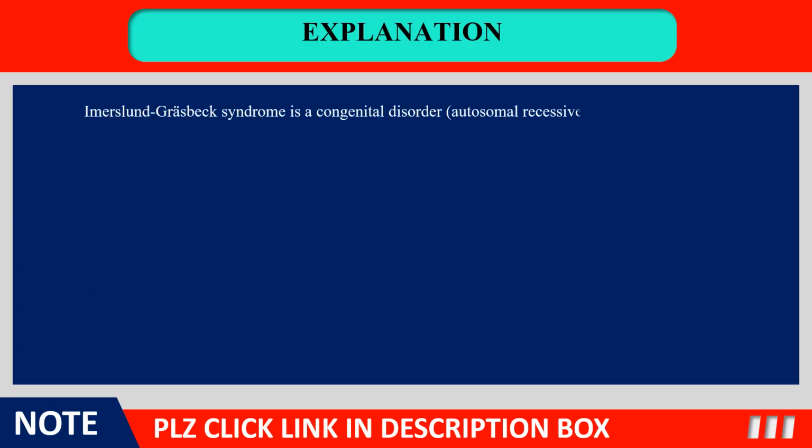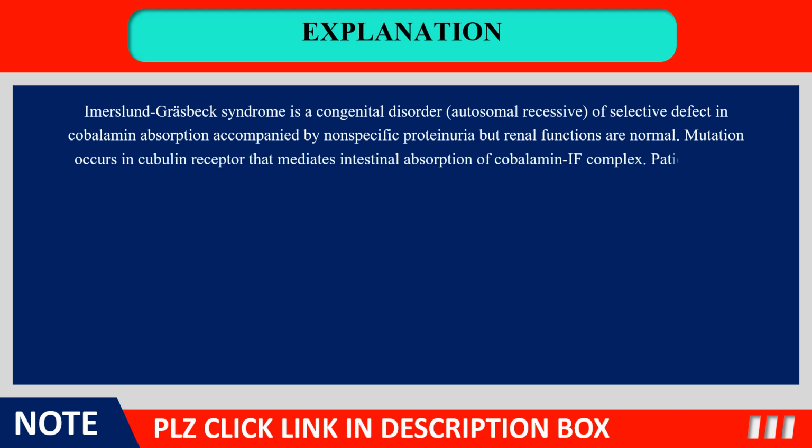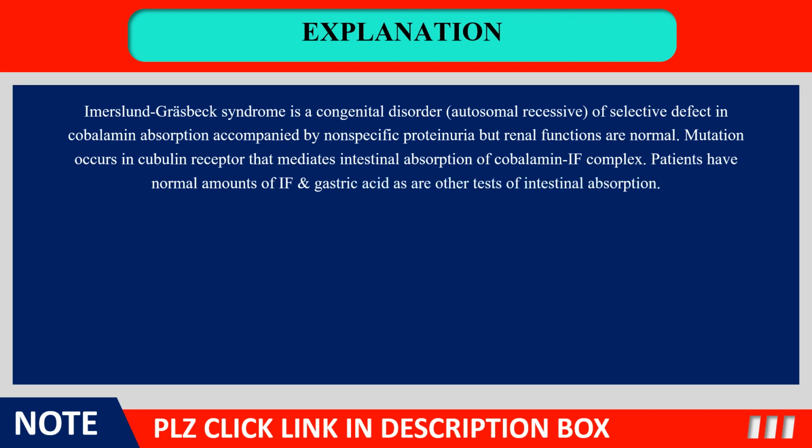Imerslund-Grasbeck syndrome is a congenital, autosomal recessive disorder of selective defect in cobalamin absorption accompanied by non-specific proteinuria, but renal functions are normal. Mutation occurs in the cubilin receptor that mediates intestinal absorption of the cobalamin-intrinsic factor complex. Patients have normal amounts of intrinsic factor and gastric acid, as are other tests of intestinal absorption.